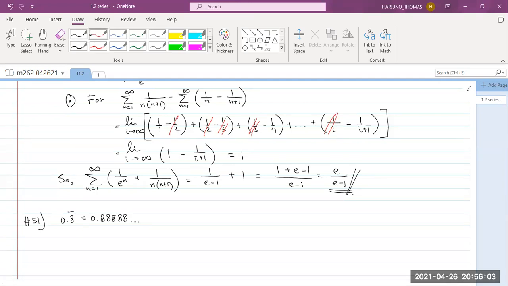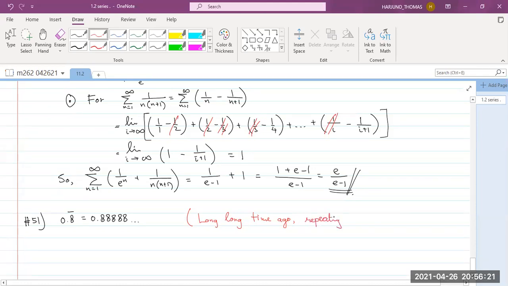Remember, somewhere in the past, long time ago, we said that a repeating decimal is rational, which means we can express this repeating decimal as the ratio of two integers. Okay, how do we do that? I will show you the first method, called the textbook method. This is what they want you to do.